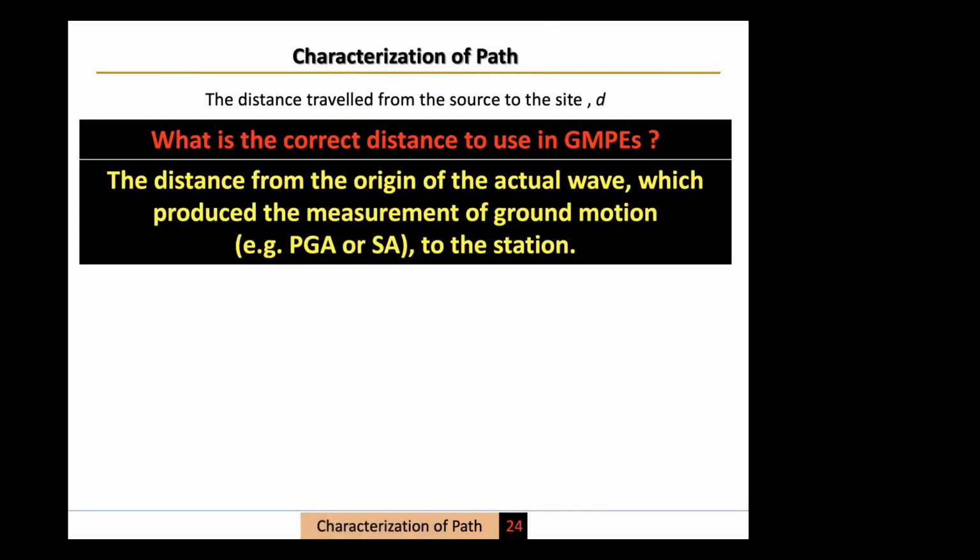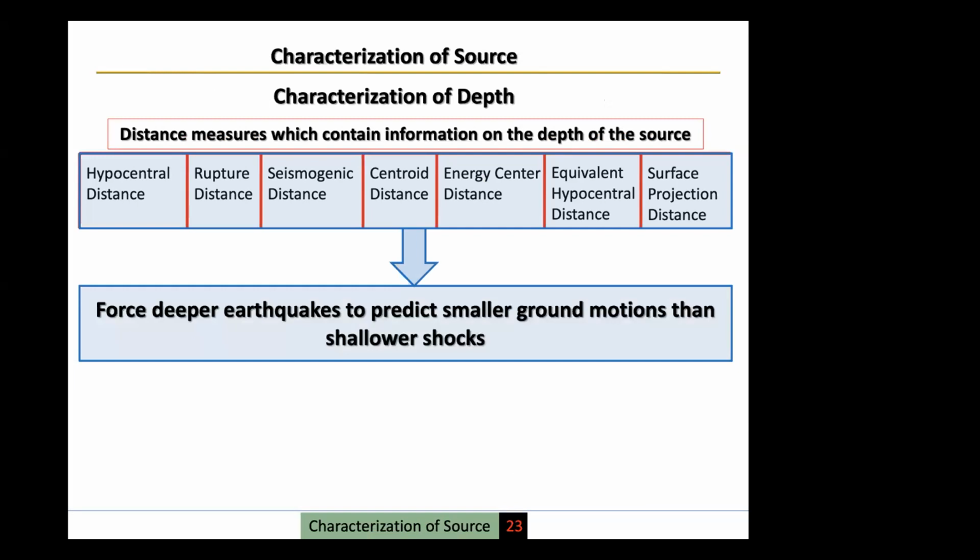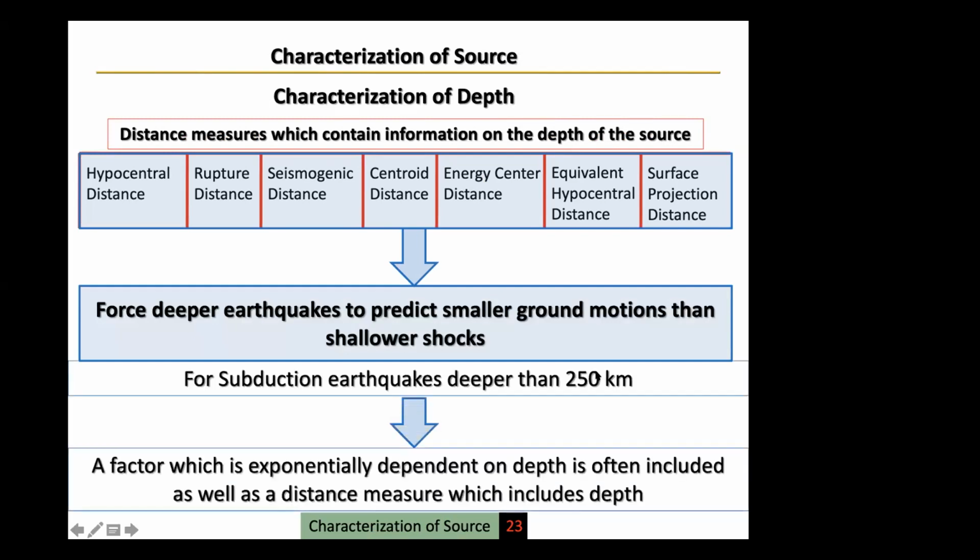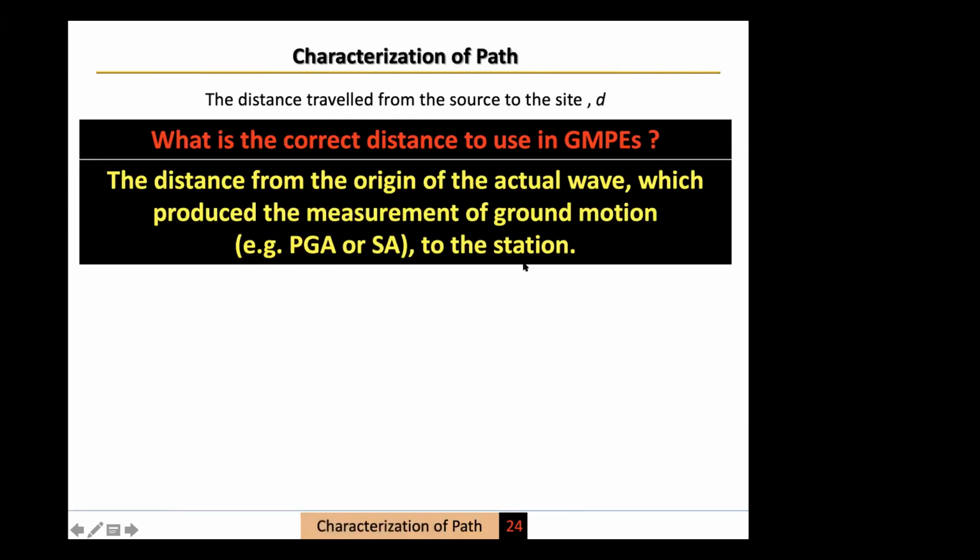So let's skip this one and go to characterization of path. We will talk about that later on. When we want to characterize the path effects, the path that the rays are traveling from source to reach our stations, this is mainly characterized by distance measures. So the question is, what is the correct distance to use in GMPs? The answer would be the distance from the origin of the actual wave, which produced the measurement of ground motion, for example, if you are considering PGA or a spectral acceleration, to the station.